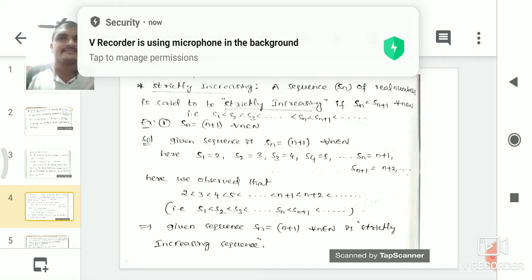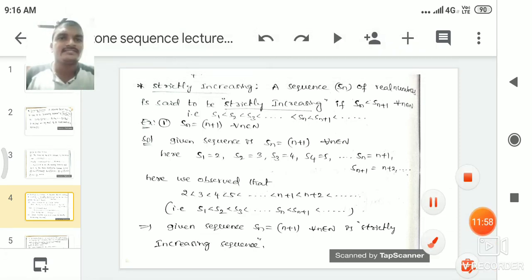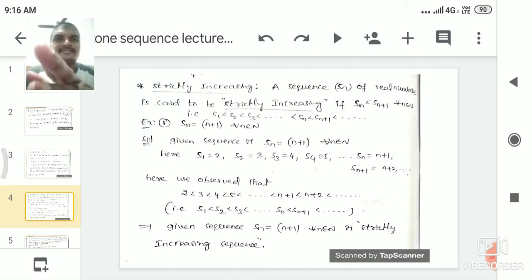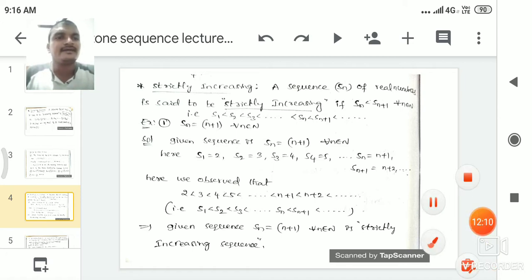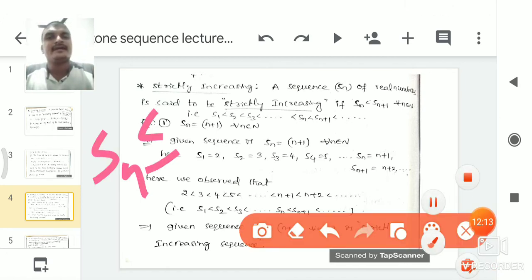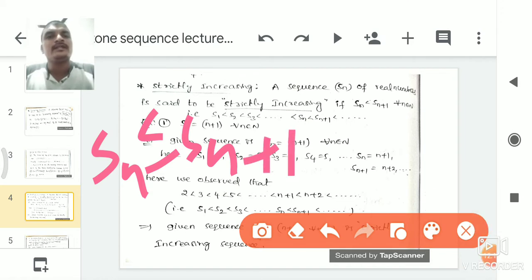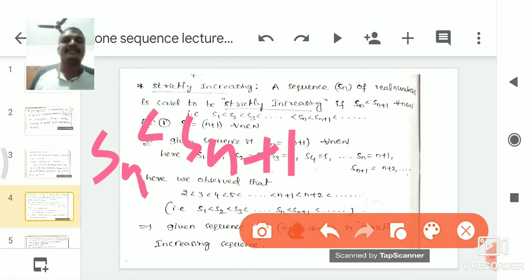Strictly increasing sequence. A sequence Sn of real numbers is said to be strictly increasing if Sn is less than Sn plus 1 only. In the definition of increasing sequence, we have the condition that Sn is less than or equal to Sn plus 1. But if the sequence satisfies the condition Sn less than Sn plus 1, then we say that the given sequence is a strictly increasing sequence.